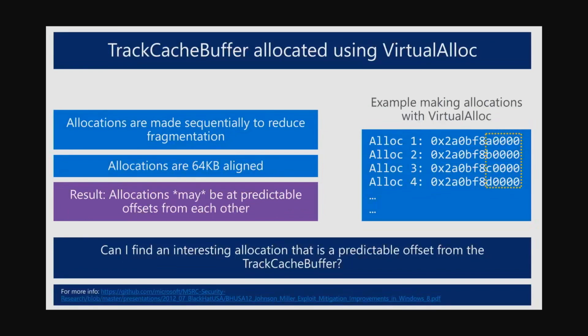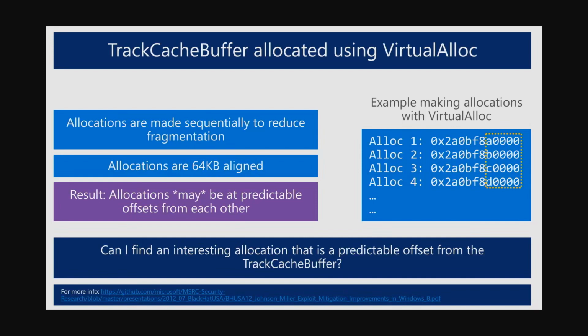So the first question that I had is, where does the track cache buffer get allocated? Is it in the heap or is it somewhere else? And it turns out that it is allocated using the VirtualAlloc API, which is a bottom-up allocator in Windows. The allocations returned by VirtualAlloc are always 64 kilobytes aligned, and they are made sequentially to reduce fragmentation in the virtual address space.